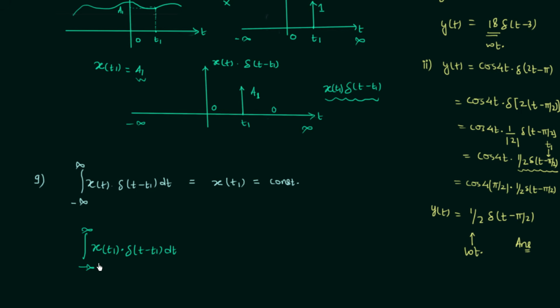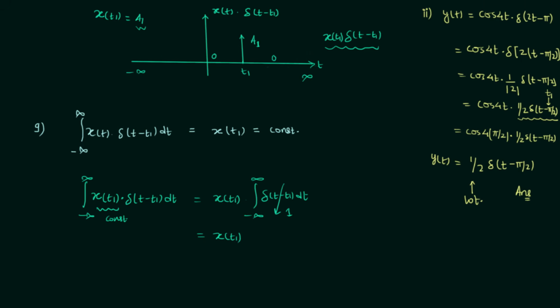x(t1) is a constant, so I will take it out of the integration. So we have x(t1) times the integration from minus infinity to infinity of delta(t minus t1) dt, and as this signal is obtained by performing time shifting on the unit impulse signal, the total area is going to be 1. So this integration will give us a result equal to 1. So we have x(t1) as the final result, and from here we have written this property. It is an important property. We will use it while solving the questions. Now let's try to solve two examples based on this property.